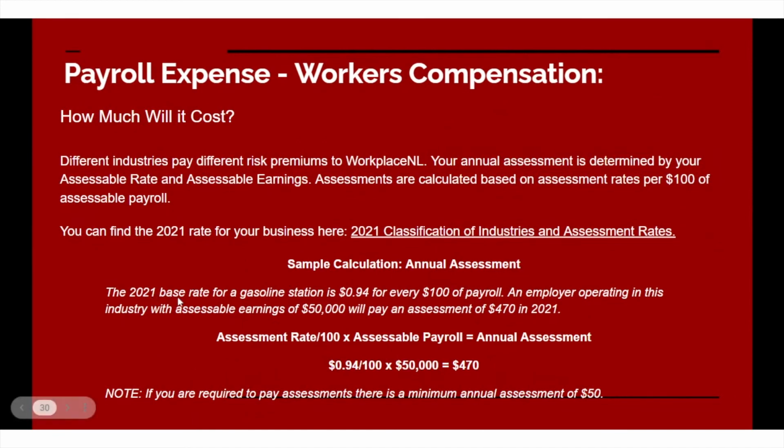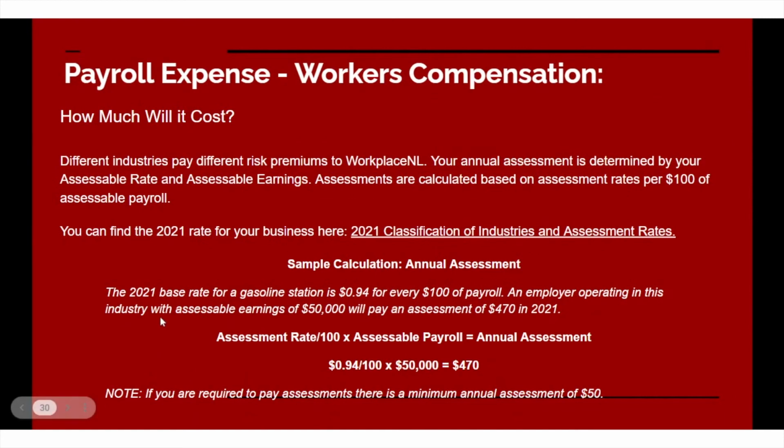In this particular case, we've got an example here where we've got an annual assessment. So the 2021 base rate for a gasoline station. If you've got someone who's working in a gasoline station, for example, pumping gas, if there is such a beast anymore, it's 94 cents for every $100 of payroll. So let's assume you had a $100 payroll. You then would have to contribute 94 cents in payment to the Workers' Compensation Commission. If it was a $1,000 payroll, it will cost you $9.40. $10,000, it will cost you $90, and so on.